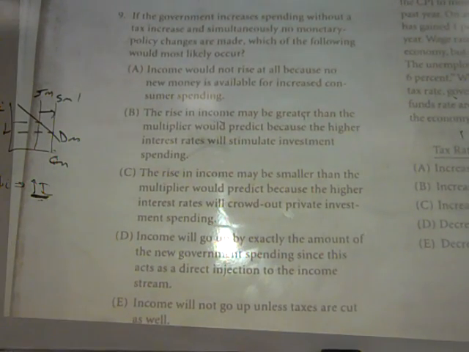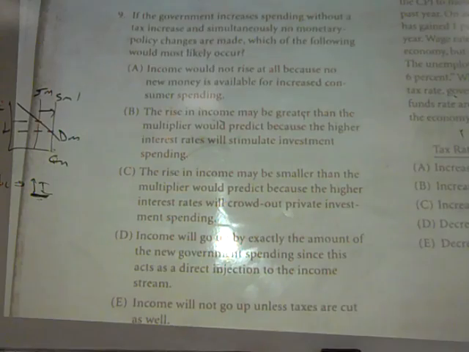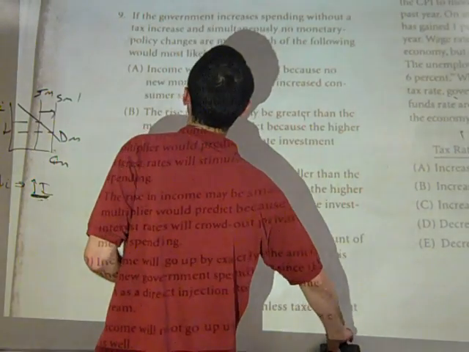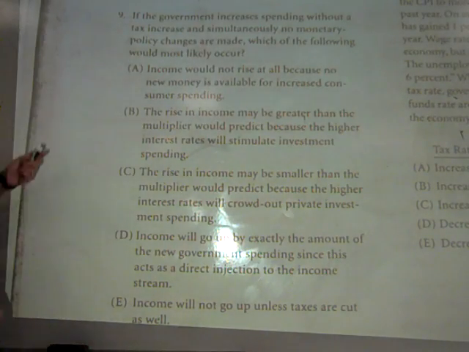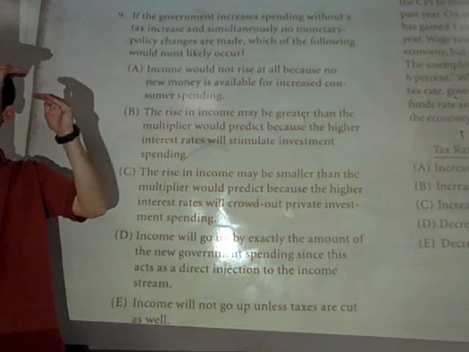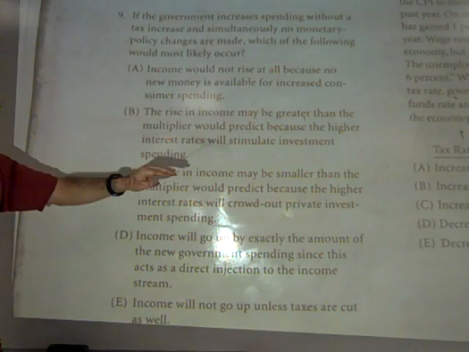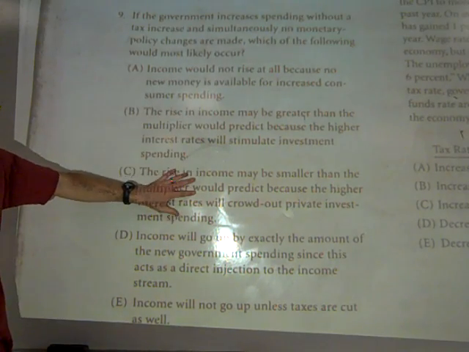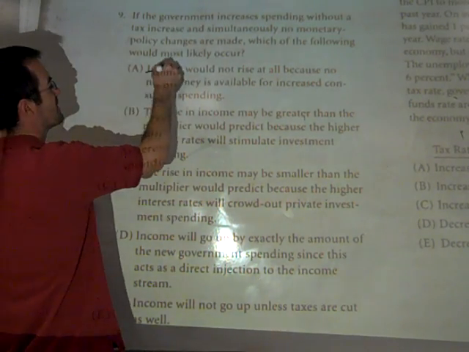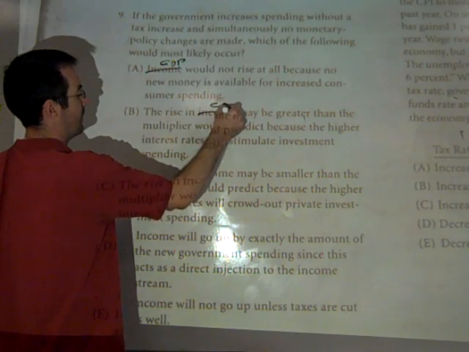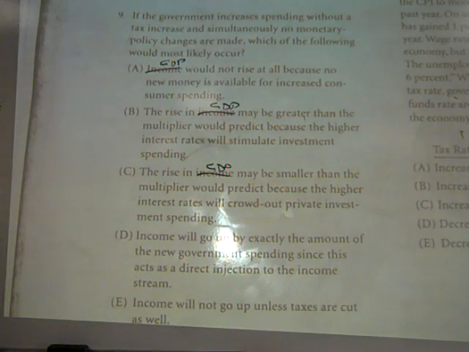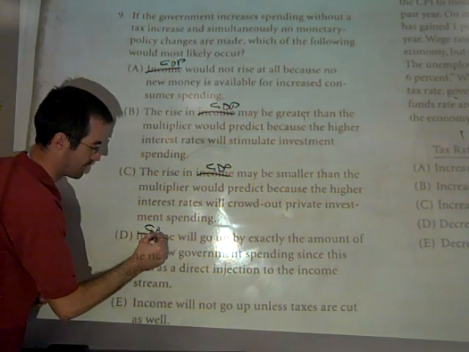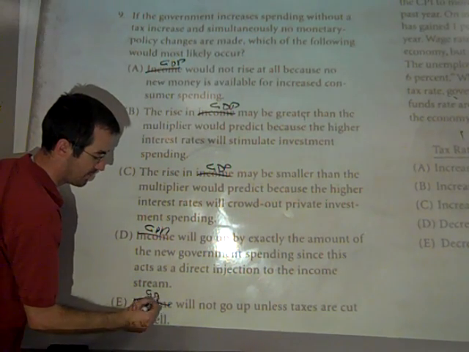The government increases spending without a tax increase, and simultaneously no monetary policy changes are likely. Okay? Let's see. So this is expansionary fiscal policy. And they didn't raise taxes to raise extra money to pay for it, so that sounds like a deficit. And they're going to start asking me questions about the effect on income. Let's pretend it says GDP. GDP and income are roughly equal, depending on some assumptions that we commonly make, but let's pretend it says GDP. So they're going to ask me a bunch of questions about the effect on GDP.